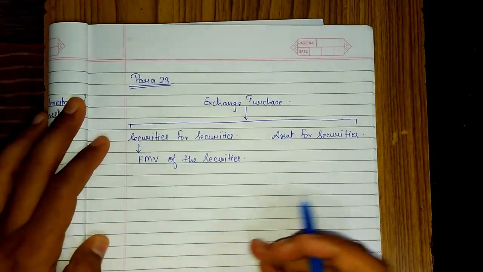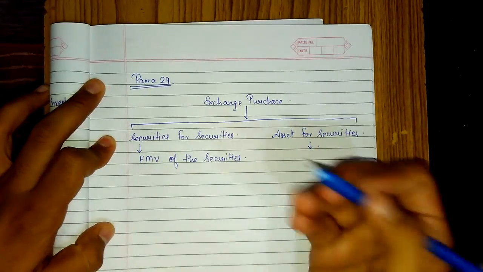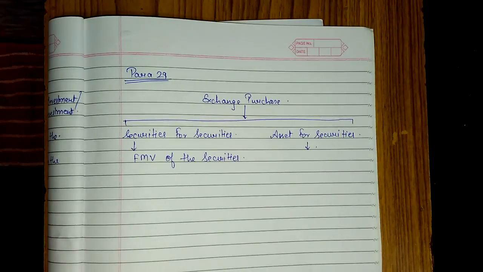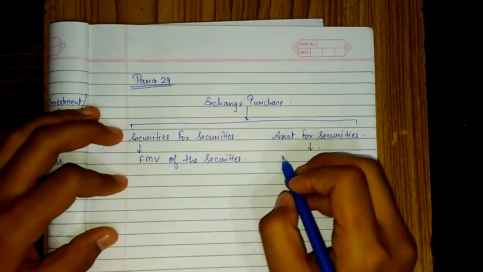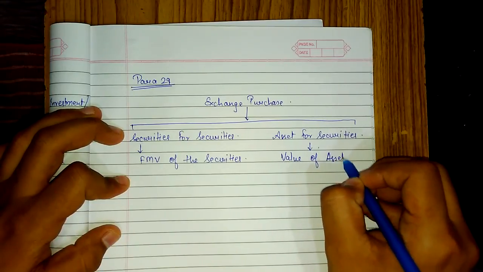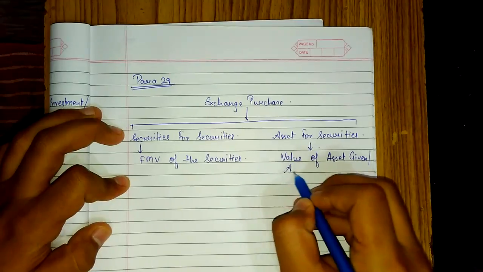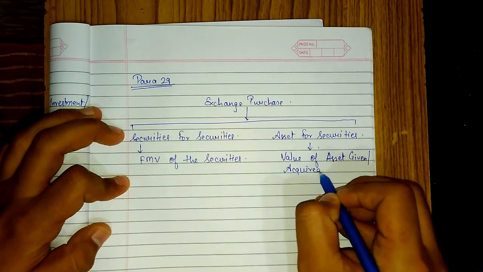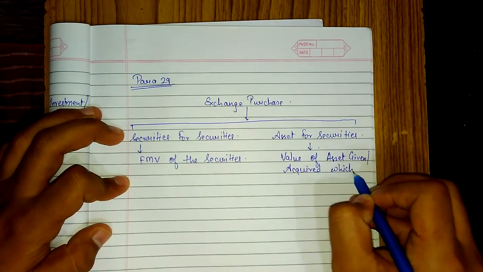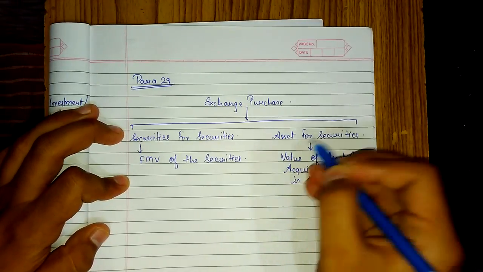Okay, simple as that. Now, asset for security. Here you purchase the securities, asset for securities. So how? Value of asset given / acquired, whichever is lower. So what does this say?